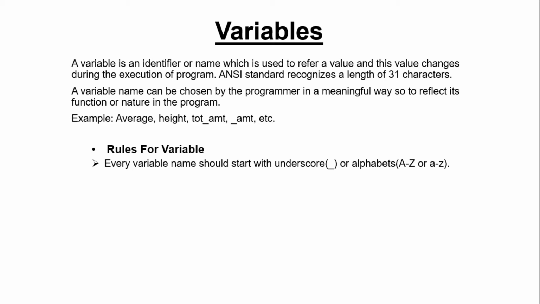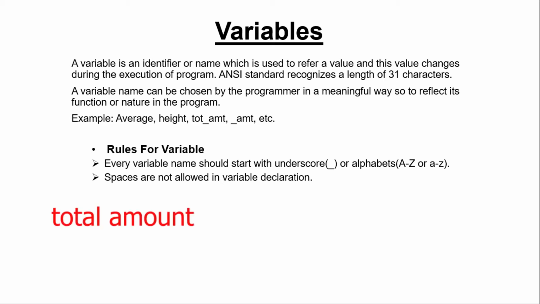Let's see another rule. Spaces are not allowed in variable declaration. What does it mean that spaces are not allowed in variable declaration? For example, if you write total space amount, that is not a valid variable declaration, and it will give you a compiler error. Instead of it, you can write tot_amount, which is valid.